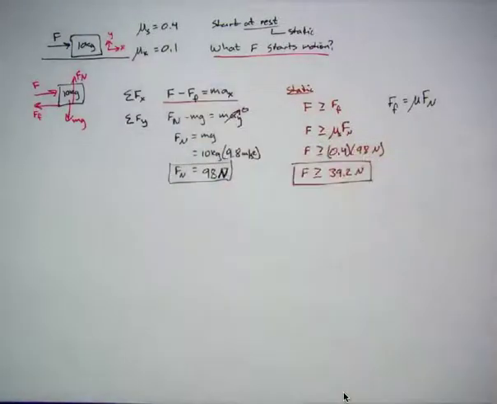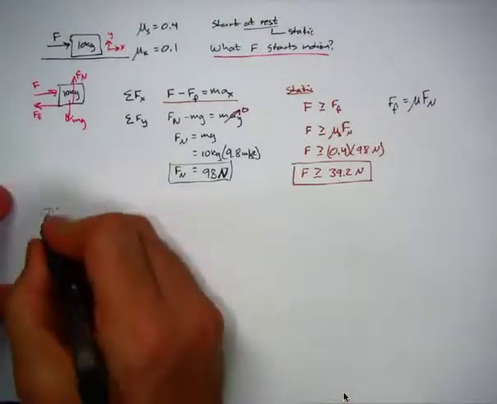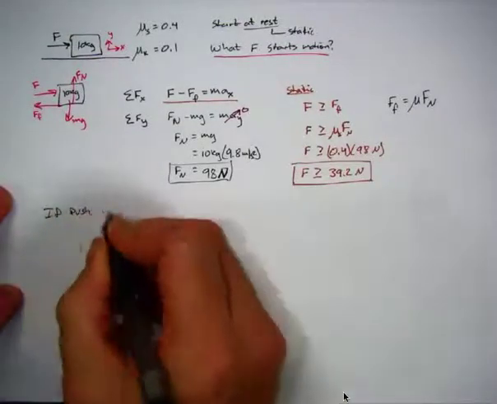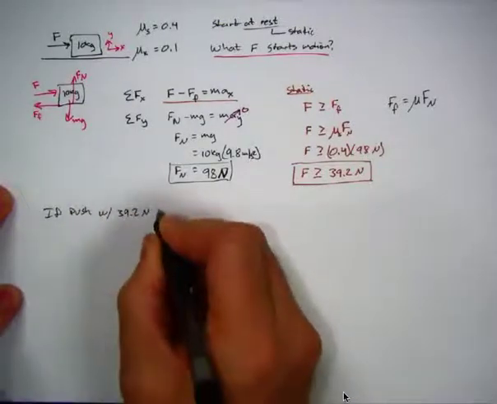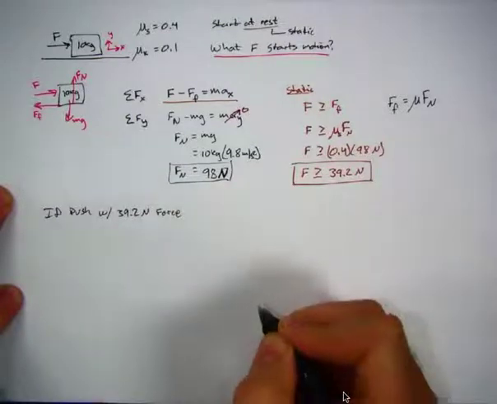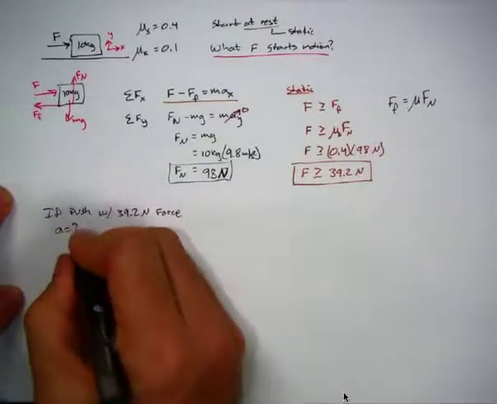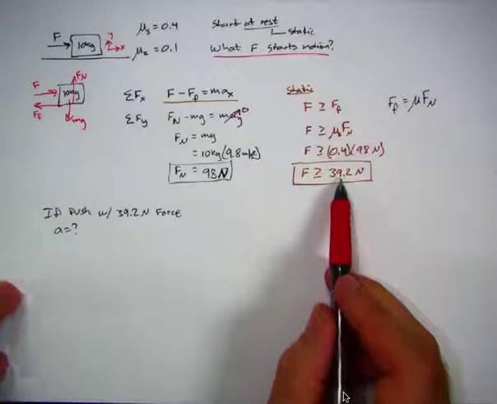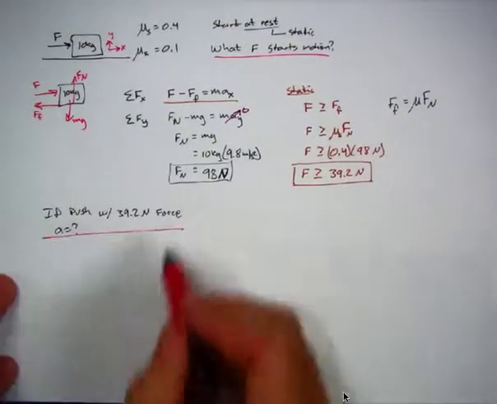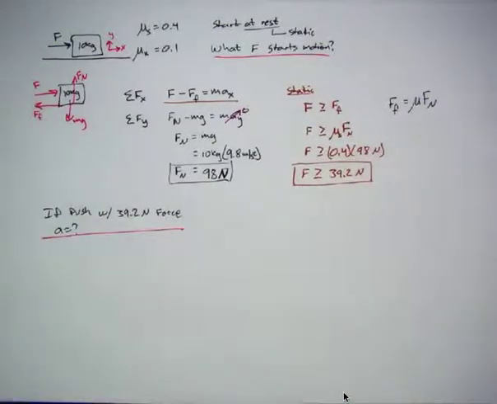So a secondary question could be, if I push this box with a 39.2 newton force, what will the acceleration be? Acceleration will equal what? So now that we've decided that we can push our box with 39.2 and it will overcome static friction, we can ask another question. Go ahead and push the box at 39.2 newtons. It overcomes static friction, and let's figure out the acceleration.